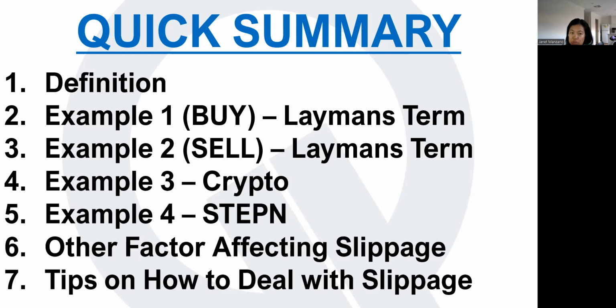Then we will give you an example of the actual Stepn tokens, particularly Sol, but you can also do that with other tokens. I will show you how to calculate the slippage. Number six, I will also discuss other factors that affect the slippage of tokens. And towards the end, I'll give you a few tips on how you can deal with slippage of tokens.